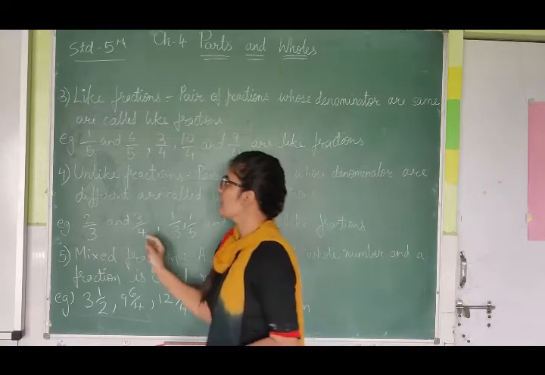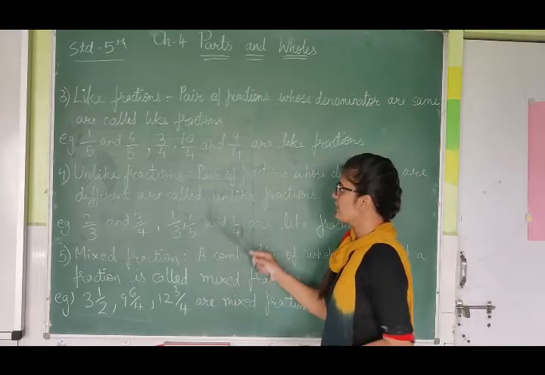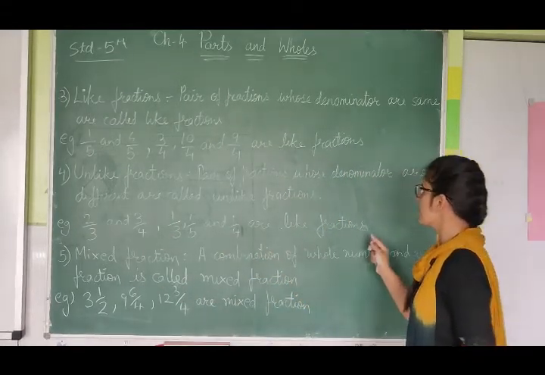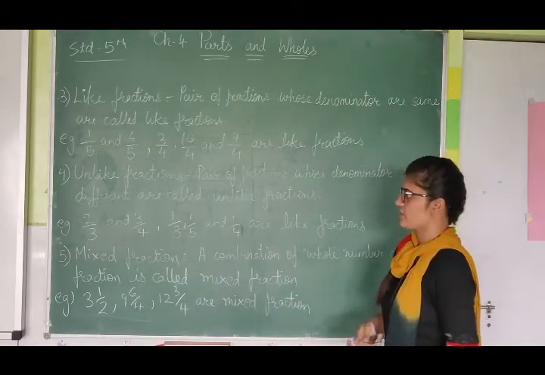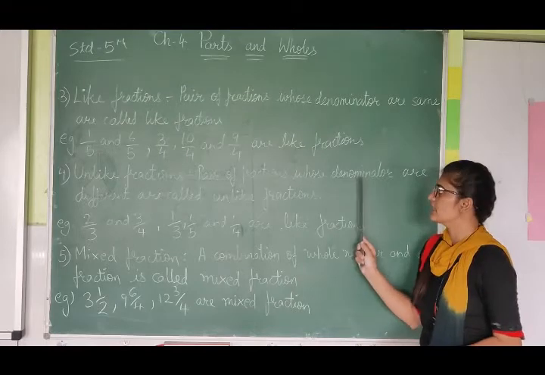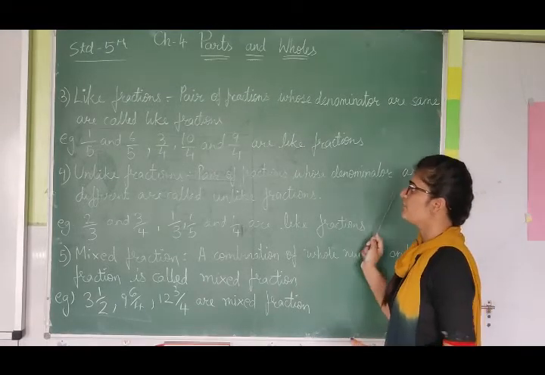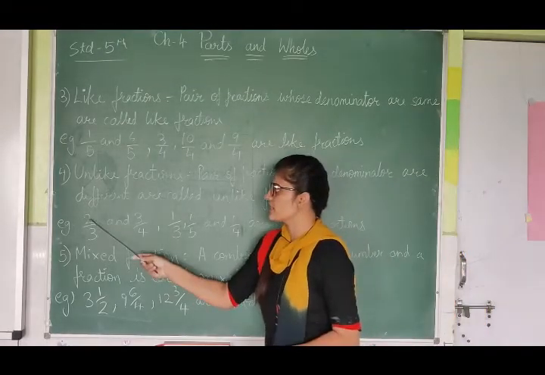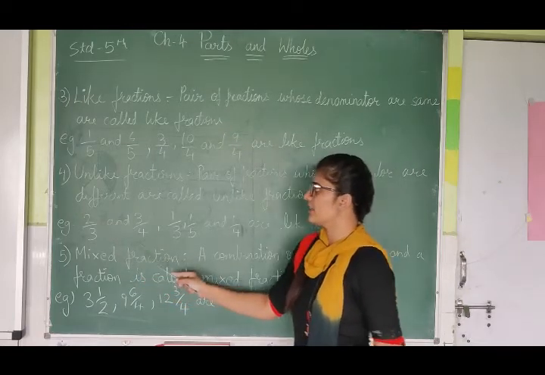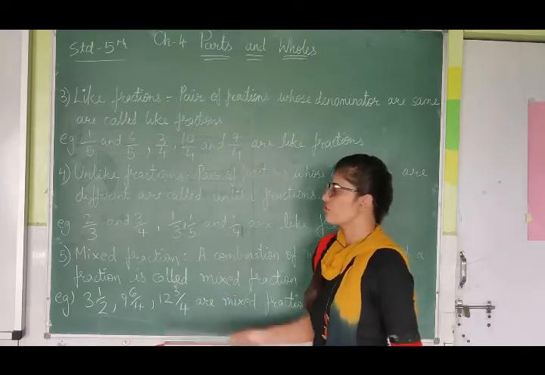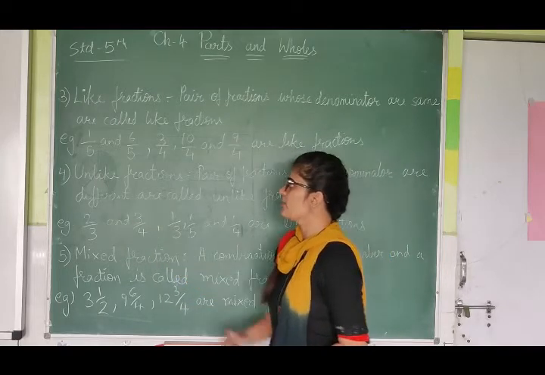Now unlike fractions. A pair of fractions whose denominators are different are called unlike fractions. Now here we have to only see the denominator and it should be different. So here you can see 2 by 3 and 3 by 4. Here denominators are different, here it is 3 and here it is 4. So this pair is of unlike fractions.